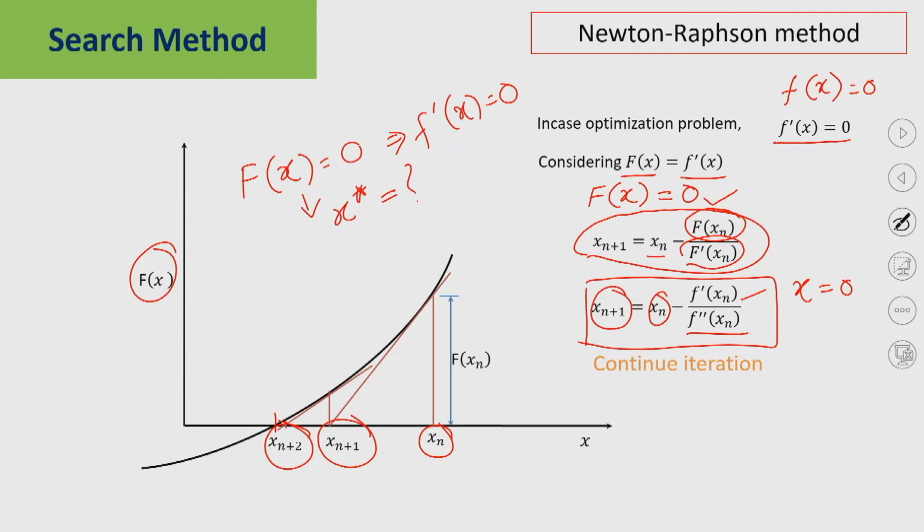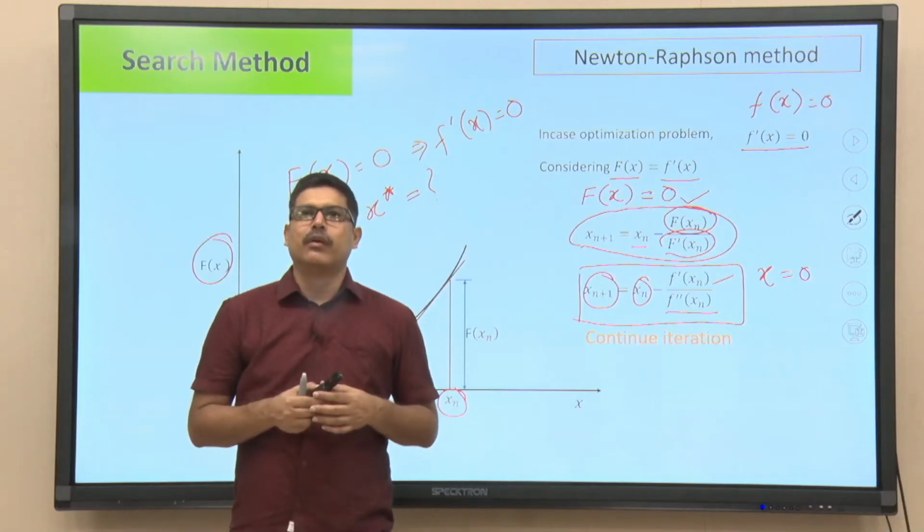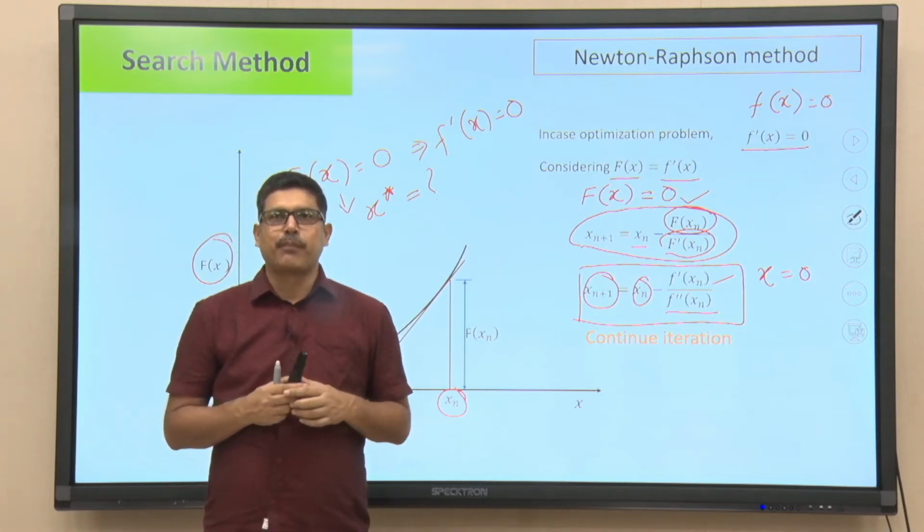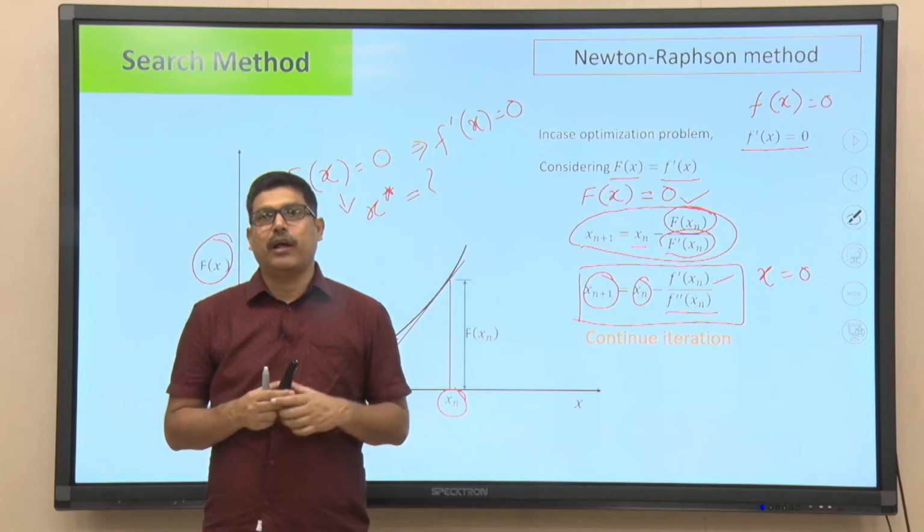Now the question is whether you will apply the region elimination technique or this Newton-Raphson method. If you compare with the region elimination technique, in the region elimination technique we are not calculating the derivatives. What we are doing there is just calculating the objective function value. So in the case of region elimination technique we only calculate the function value, but in this method you have to calculate the derivative.